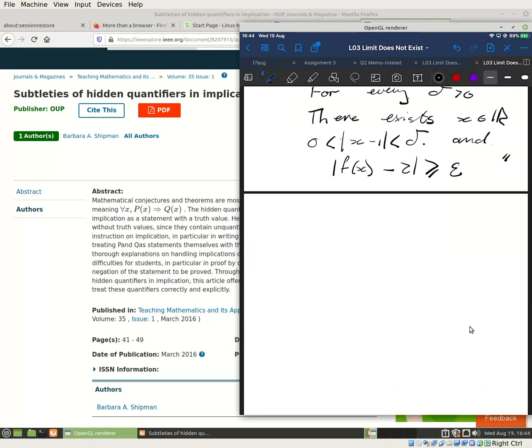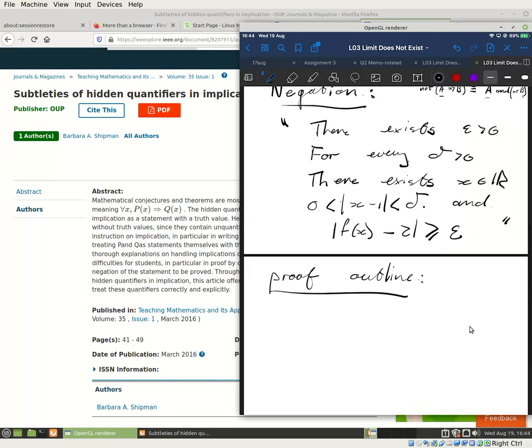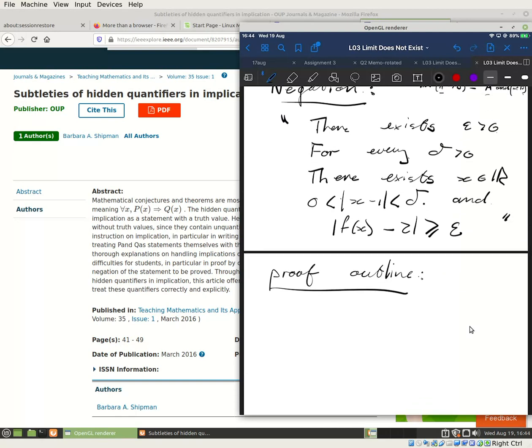So let's write out our proof outline. Proof outline. And remember, this is purely mechanical. You don't require any thought, or no thought goes into writing your proof outline. That saves you the time and effort to focus on what is really important and what is really difficult, and that is the parts where thought is actually required.